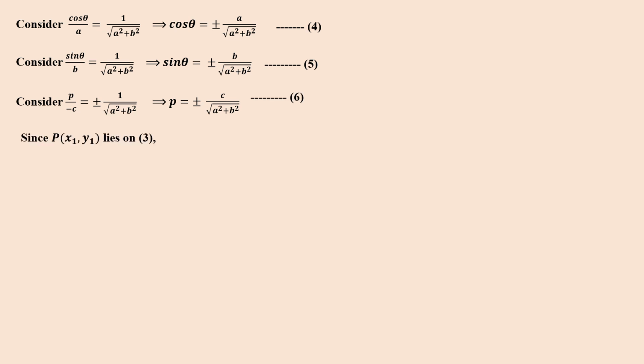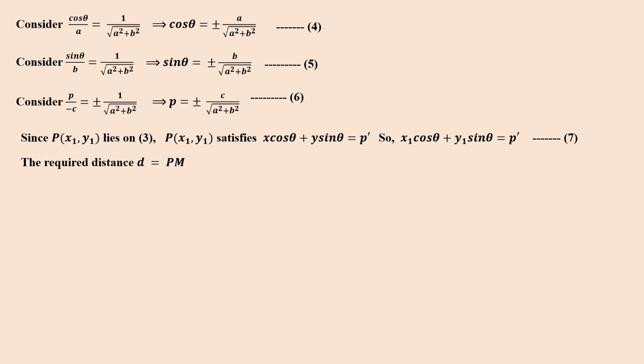Since P (x1, y1) lies on line 3, P satisfies the equation x cos theta plus y sin theta equal to P dash. P lies on the line CD, but CD is represented by the equation x cos theta plus y sin theta equal to P dash. So P satisfies the line equation. So put x equal to x1, y equal to y1 in that equation. So we will get x1 cos theta plus y1 sin theta is equal to P dash. That is equation number 7.